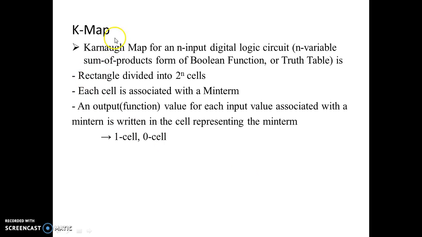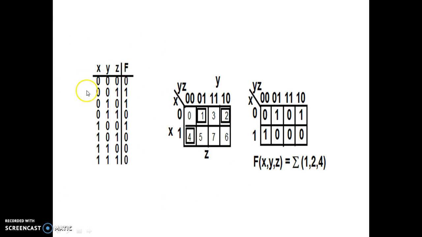So by using that we have to construct the K-map. K-map is the Karnaugh map of an input digital logic circuit. That means for n variables of the sum of products form of Boolean functions, it can be divided into 2 power n cells. It can form a rectangular shape only. Each cell is associated with a minterm. So the output function has a value for each input value. That means 1 is a cell and 0 is also a cell. So this is a K-map function.